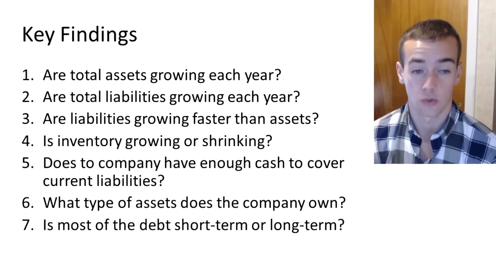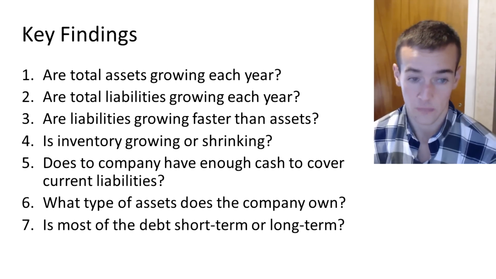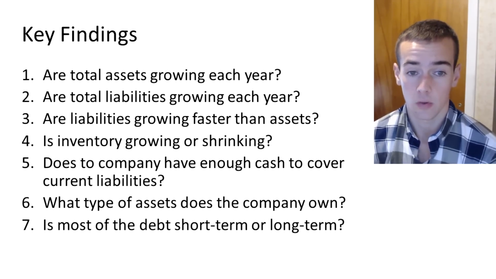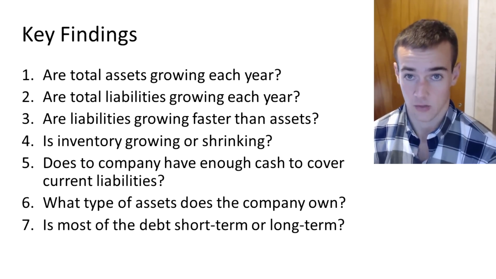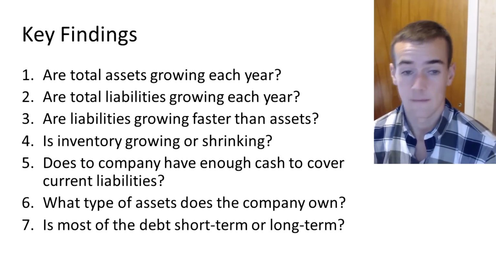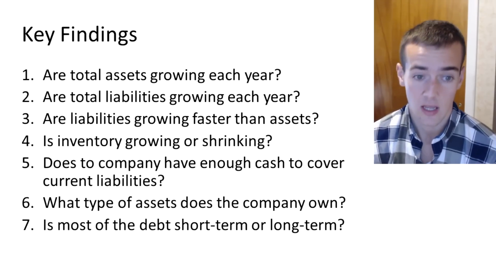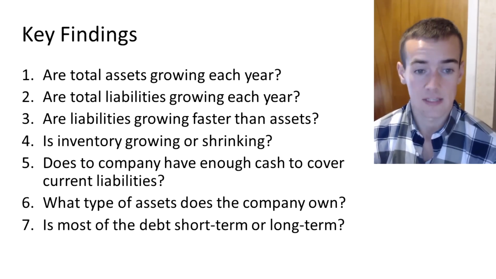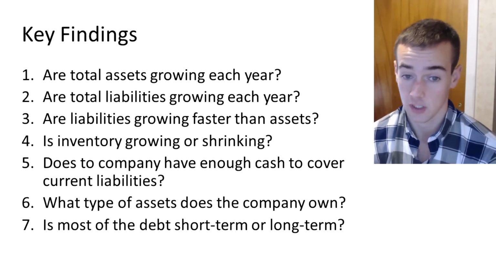Number one, are total assets growing each year? Because you're going to want to see assets growing. Number two, are total liabilities growing each year? And three is very important as well. Are liabilities growing faster than assets? Because that would mean they are taking on more debt than they are taking on cash or things that could be easily converted into cash. Number four, is inventory growing or shrinking? You do not want to see a company sitting on too much inventory.